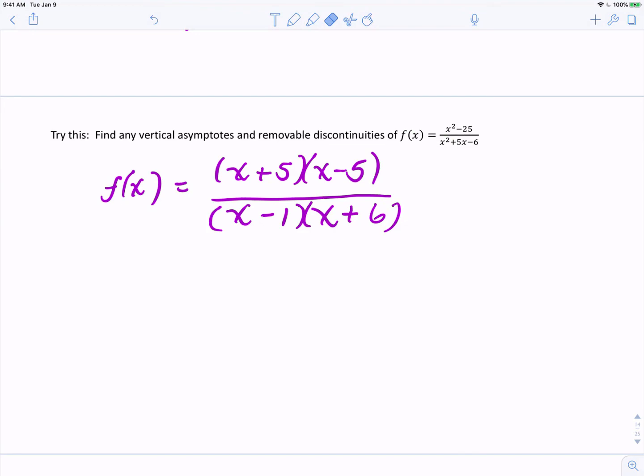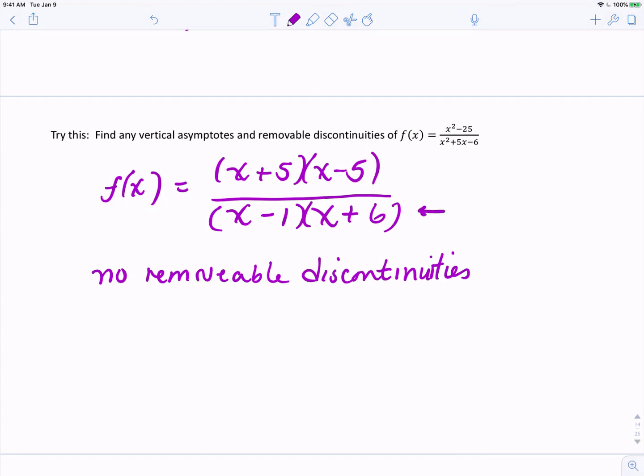Okay, so the first thing to notice is there are no common factors, so there are no removable discontinuities. There's no hole in the graph. And when we look at the denominator, we see two factors. So there's two vertical asymptotes. So there are vertical asymptotes at x is equal to 1 and x is equal to negative 6.